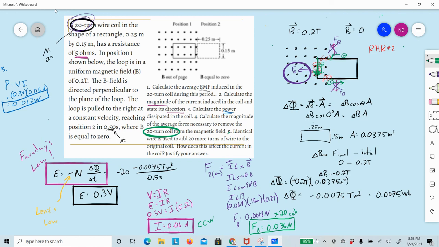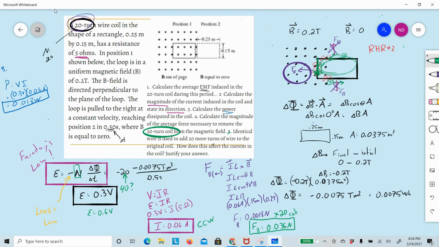Last part: an identical wire is used to add 20 more turns. What if they added 20 more loops to the original coil? How does this affect the current? What if in the very start they added 20 more loops? If this wasn't 20, if this was 40, what would happen then? Well, if we double the number of loops, we would double the voltage. The new EMF would now be 0.6 volts.